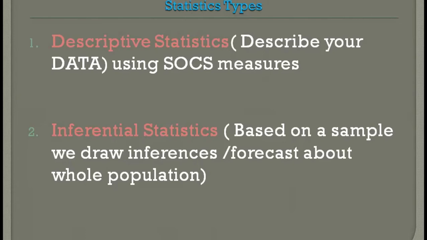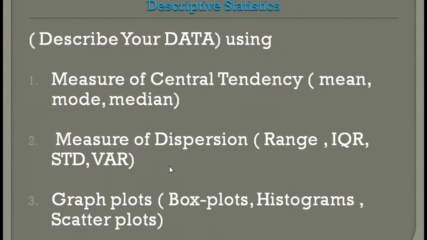So we have two kinds of statistics: one is descriptive and one is inferential. Let's move ahead. Descriptive statistics is used to describe your data. How do we describe our data? We use measures of central tendency, like mean, mode, and median. And we use measures of dispersion, which is about understanding how spread out the data is: range, interquartile range, standard deviation, and variance. This is what comes under the roof of descriptive statistics.